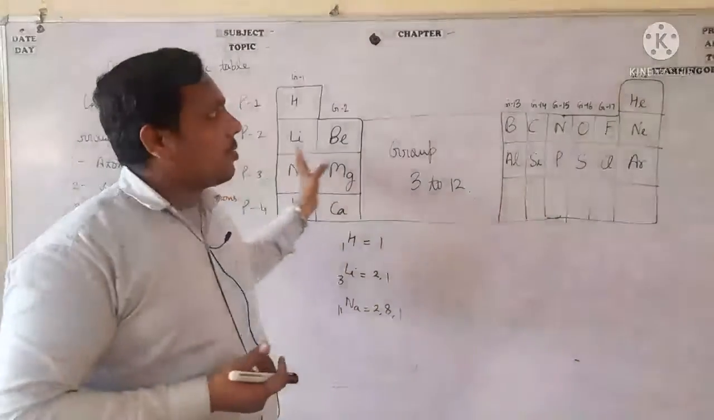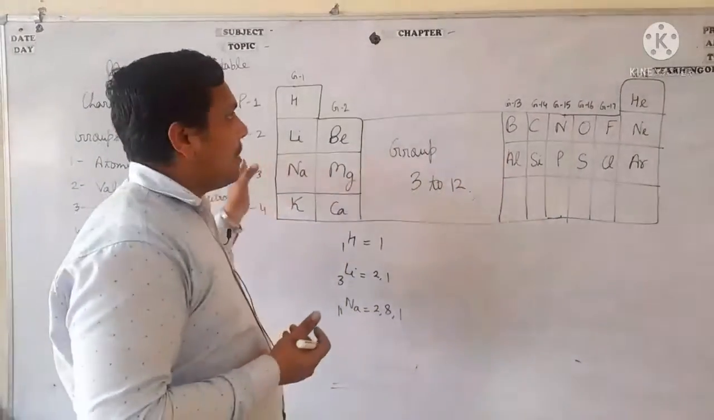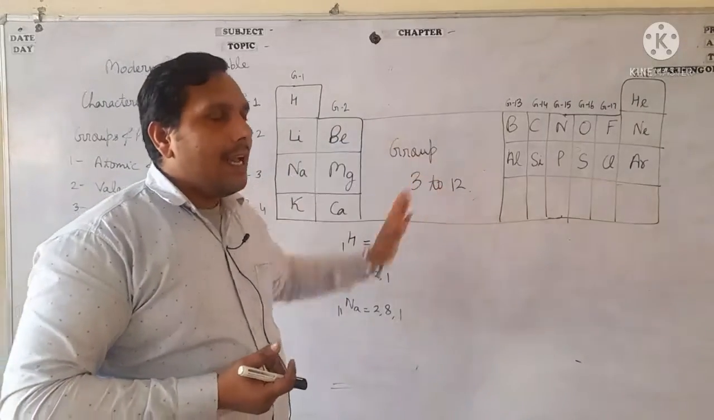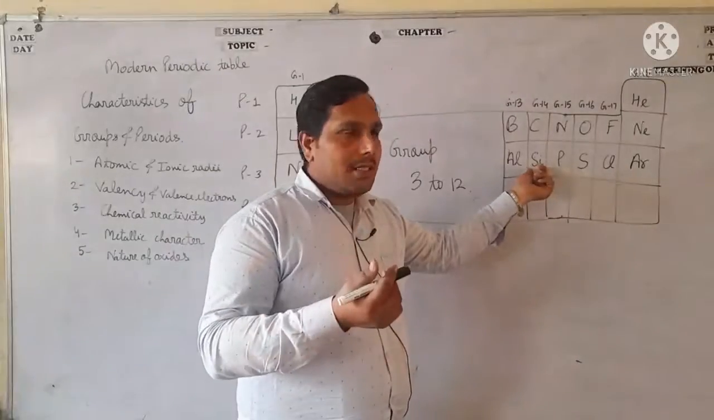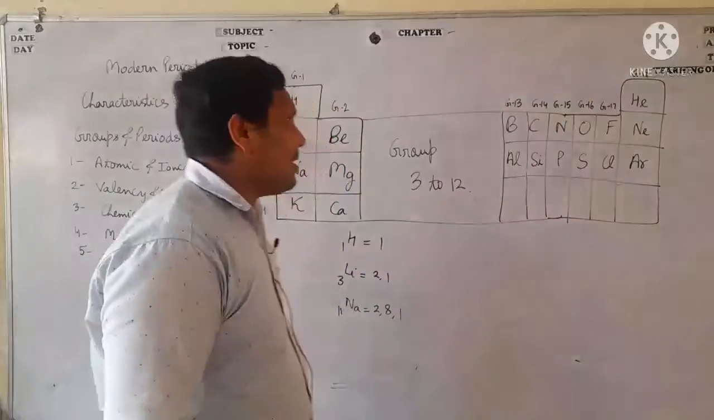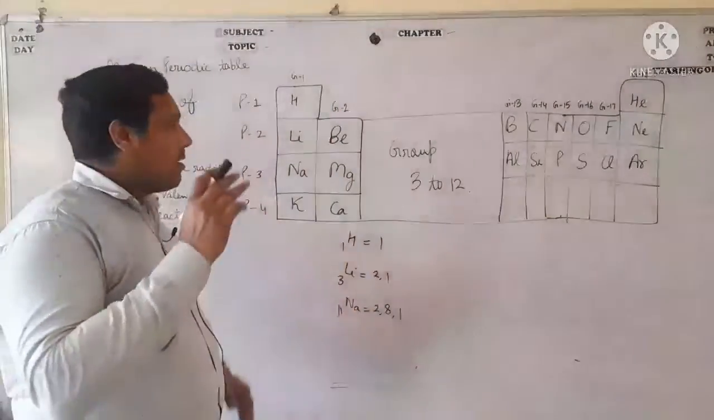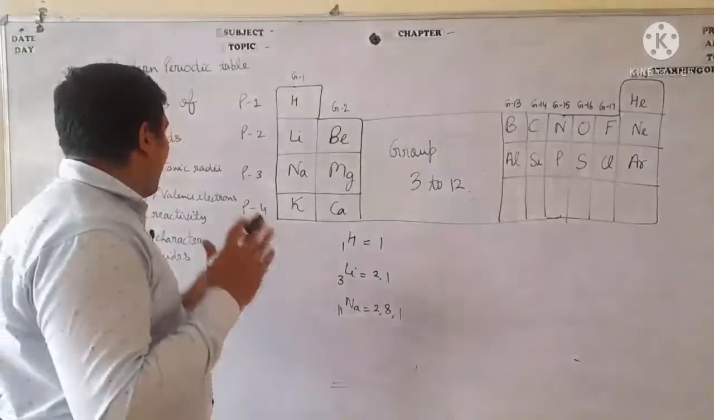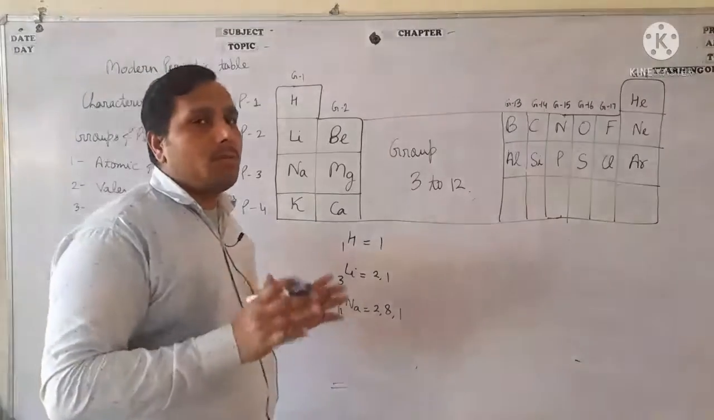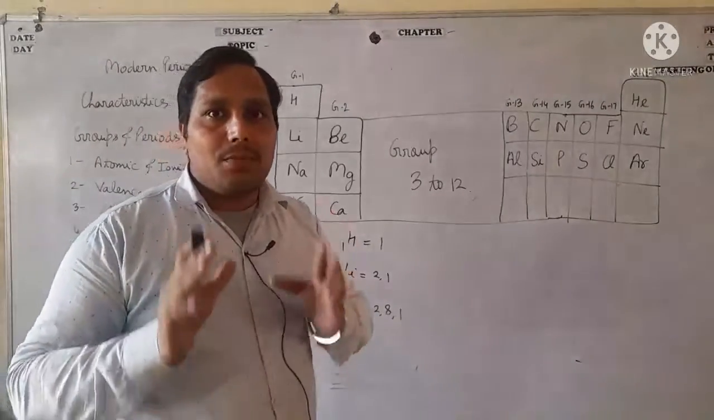But if we discuss reactivity in a period, then chemical reactivity continuously decreases until the middle and then increases. So these are 3 properties based on the modern periodic table: atomic and ionic radii, valency and valence electron, and chemical reactivity. That is from my side.